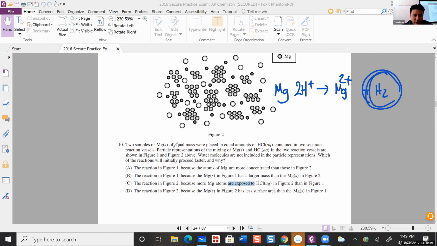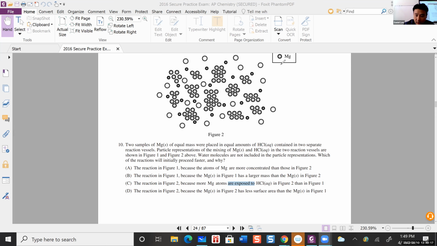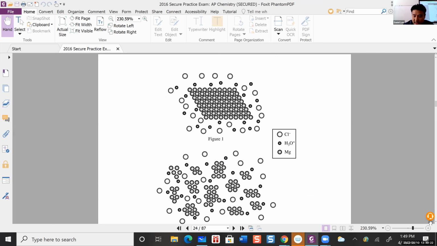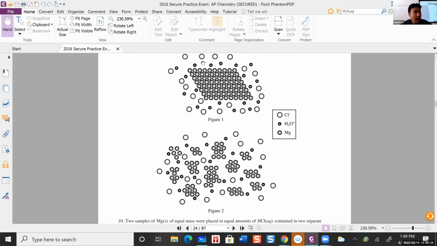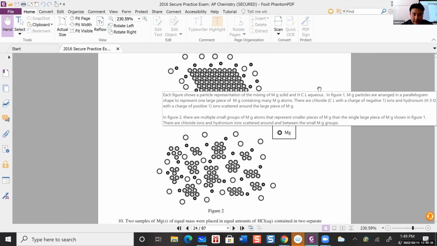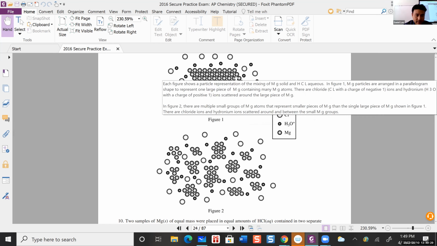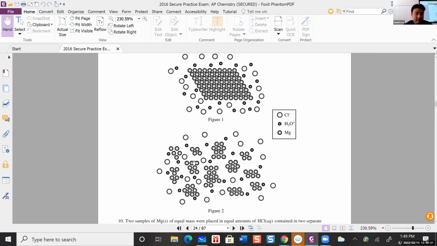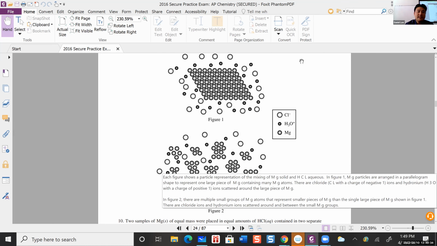So what is the difference? You have two samples of equal mass. The question says particle representations of the mixing in the two reaction vessels are shown in figure 1 and figure 2. So this is figure 1 and figure 2. What's the difference? This is surface area. In figure 1, you have a chunk of magnesium, not good, because the atoms are not accessible to other reactants. Figure 2 is better. You have little chunks of magnesium. So increased surface area.